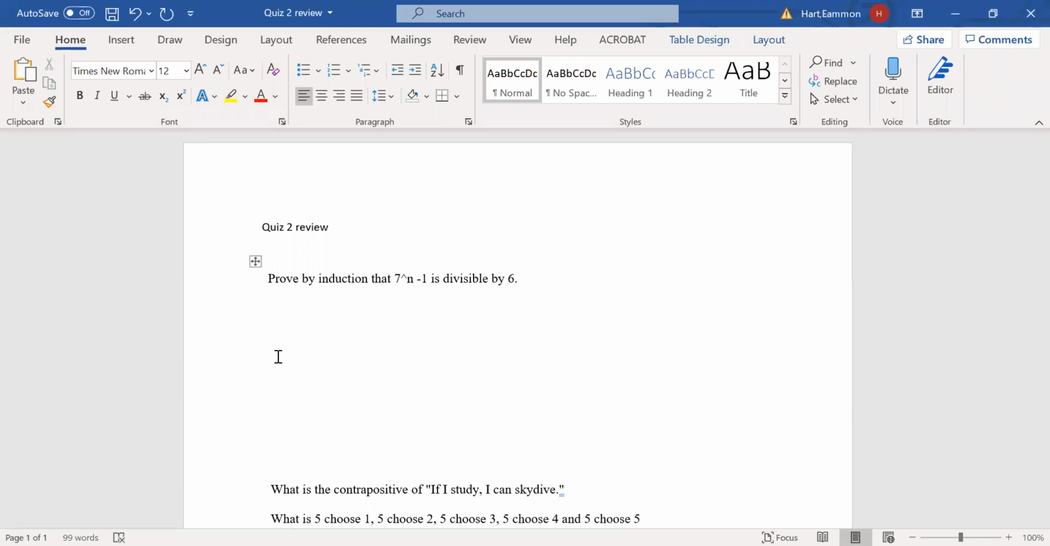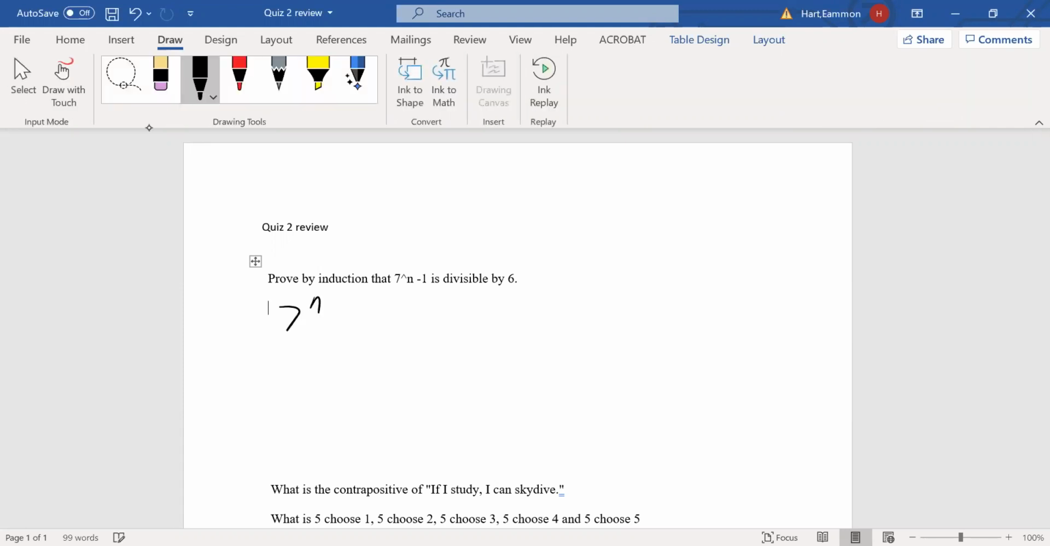So, prove by induction that 7 to the n minus 1 is divisible by 6. What do people think the first step's going to be? It's induction, so solve the base case, exactly. What do you think we want the base case to be? 1. Yeah, 1 or 0 works, but we'll go with n equals 1.